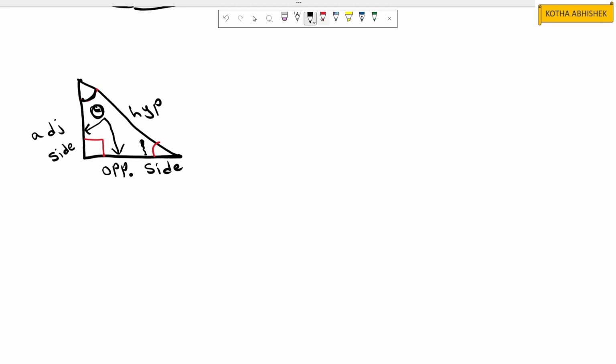Now let us take one more right angle triangle. As we discussed already, this is a fixed 90 degrees. Now, if I take this as one angle theta, for this angle this side will be the opposite side, whereas this side will be the adjacent side.